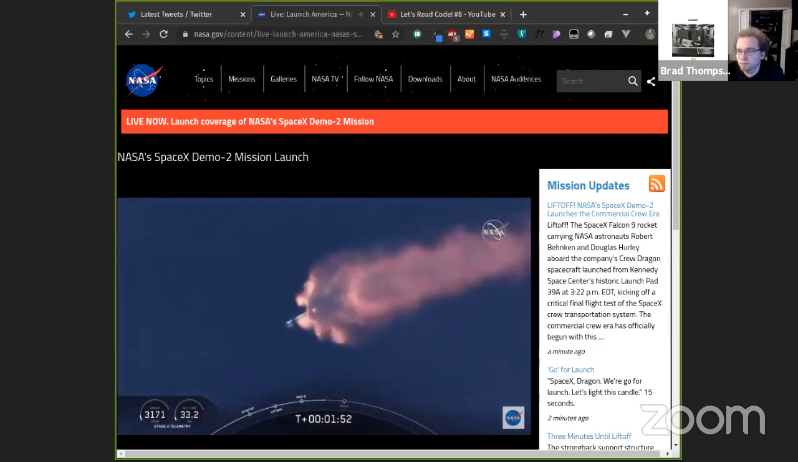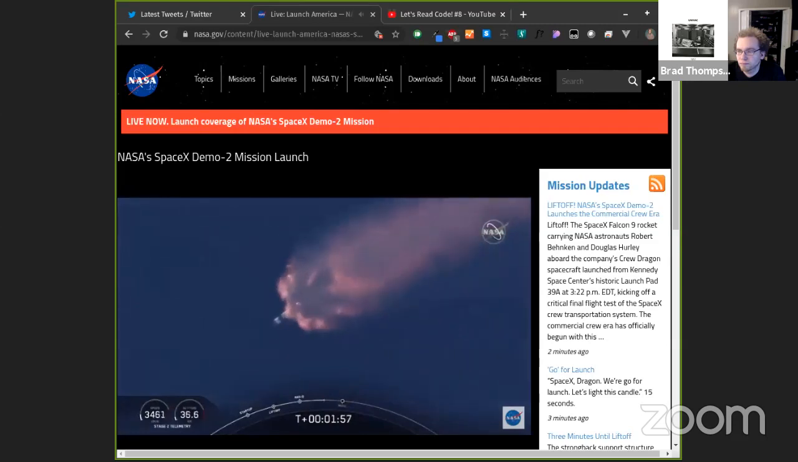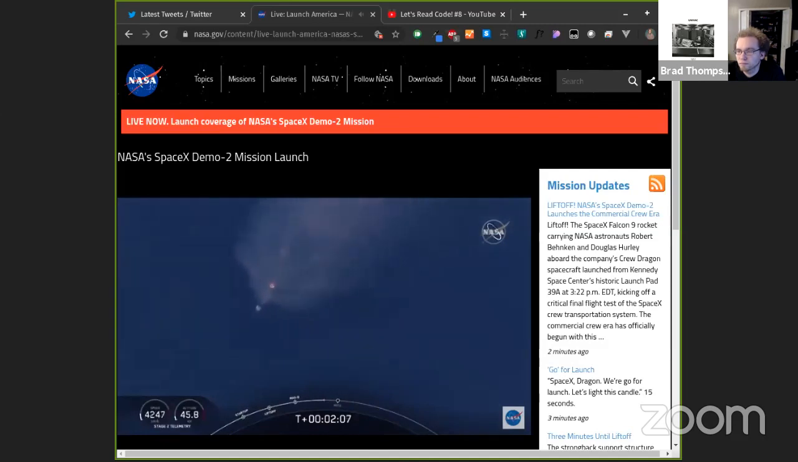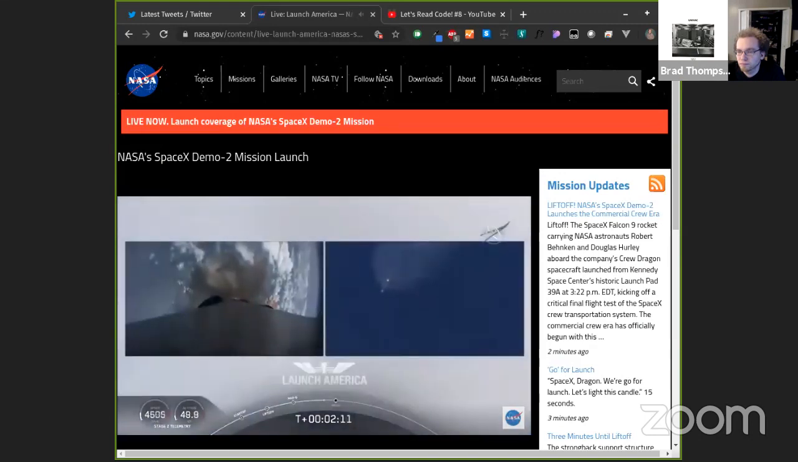Next major event coming up is going to be the triple. We'll have main engine cutoff of the 9 first stage engines, stage separation, and then ignition of the second stage engine to continue to carry astronauts into orbit. Coming up in about 20 seconds. M1D throttle down. You heard we're throttling down the Merlin engines on the first stage.